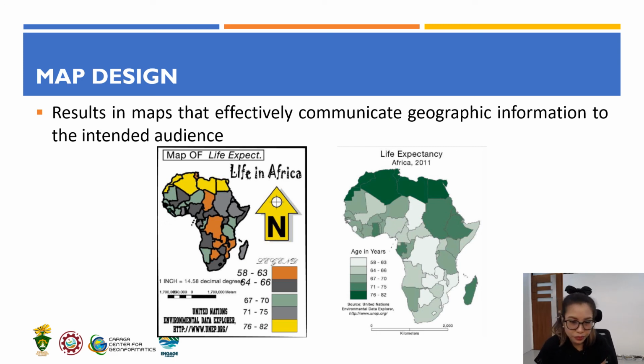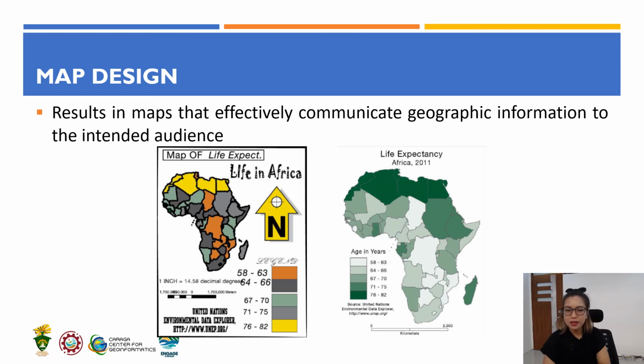So what do you think? Which one is more user friendly? Which one has clearer information being depicted here? Okay. From the left or the right? So let's go first with the left.